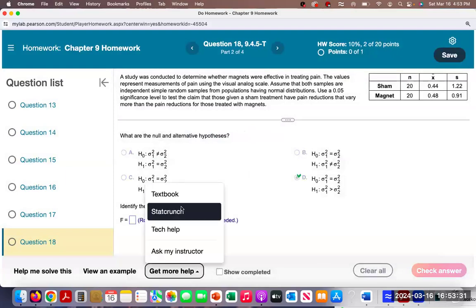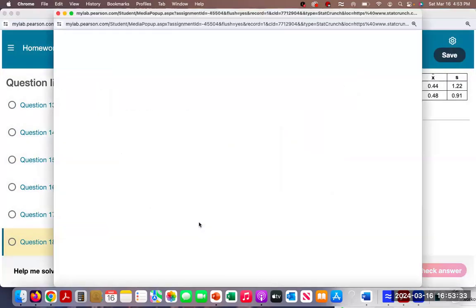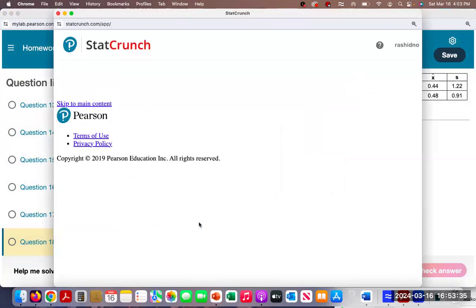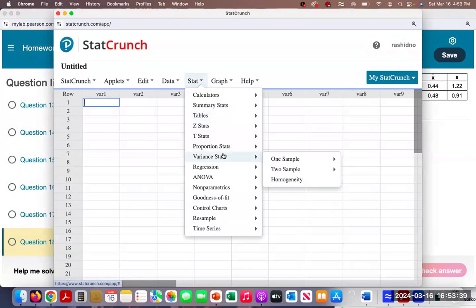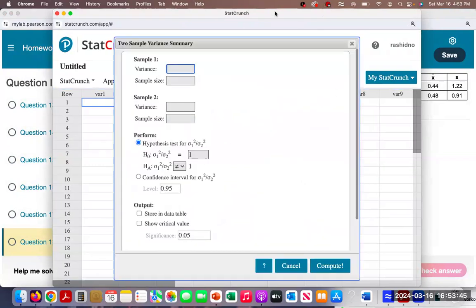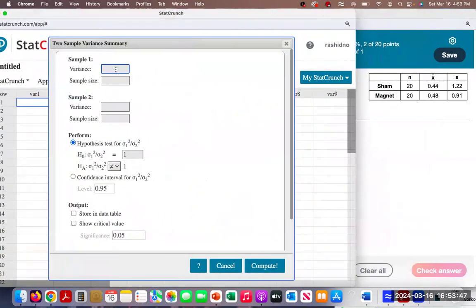So to find the test statistic and p-value, since we're working with variation, we're going to use variance stats. And we're working with 2 samples with summary. We don't have the actual data. And from there, we're going to enter our variance. So variance for sample 1 is not given. We only have the standard deviation. So we're going to take the standard deviation and raise it to the 2 power, and it becomes variance.